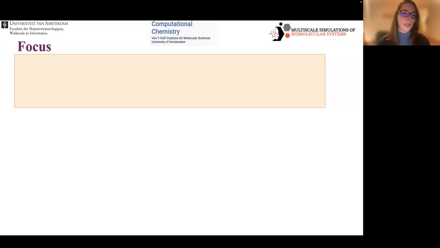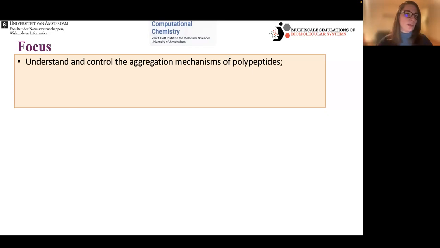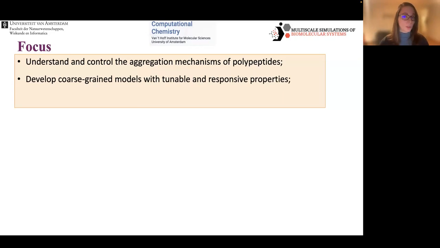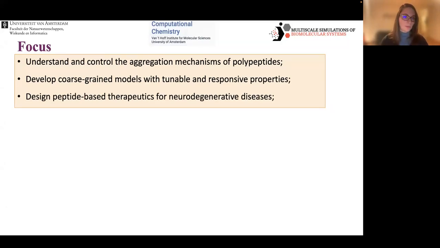of Amsterdam. So first and foremost, we try to understand and control the aggregation mechanisms of polypeptides, with particular focus on amyloidogenic and cancerous polypeptides from very much a multi-scale perspective. Next, we develop coarse-grained models with tunable and responsive properties for proteins and also for biomaterials. And finally, we design peptide-based therapeutics for neurodegenerative diseases.